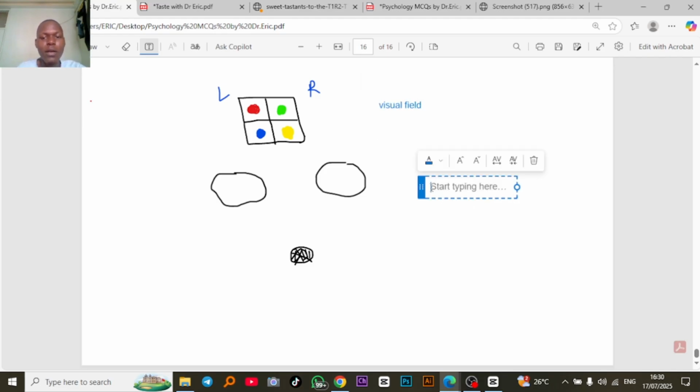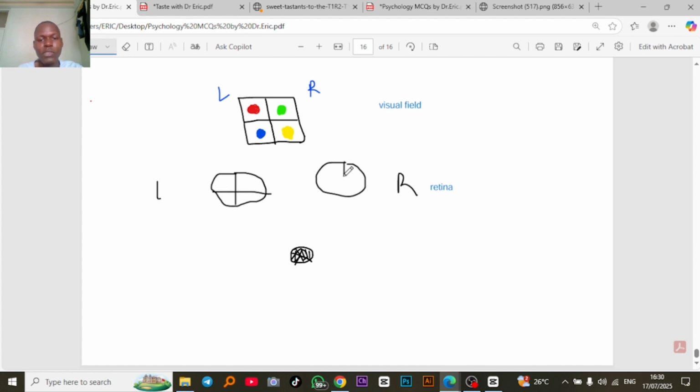Then we have our retina. Of course, each eye has its own retina. So this is our left side, and this is our right side. And since we are talking about visual field having four quadrants, we have upper left, upper right, lower left, lower right quadrant, like that. So we shall also divide our retina into four. So we have four quadrants as well.